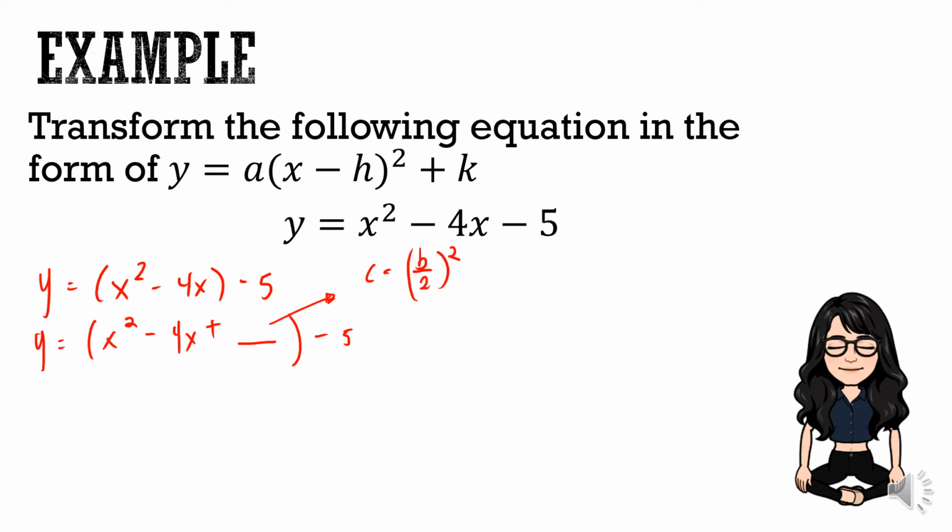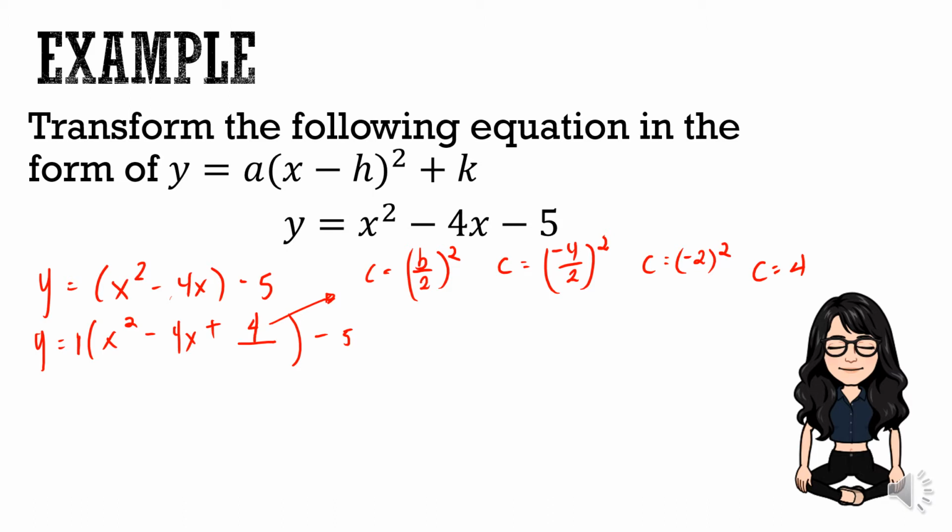In this case, your b is negative 4. So we have c equals negative 4 divided by 2 squared. Negative 4 divided by 2 is negative 2, and then squared. C is equal to positive 4. So the constant term now is positive 4. Therefore, the given x squared minus 4x plus 4 is a perfect square trinomial. Now remember that there will be an invisible 1 outside the parentheses.